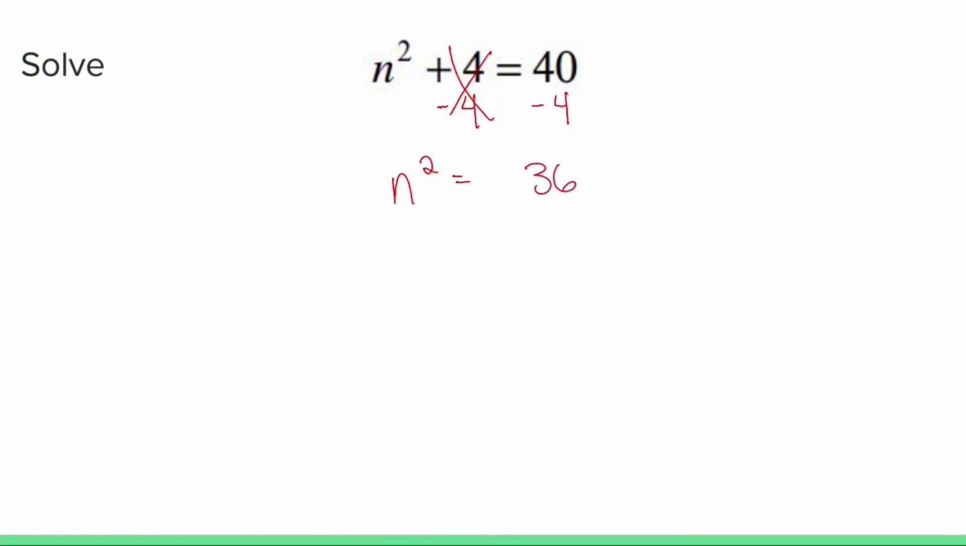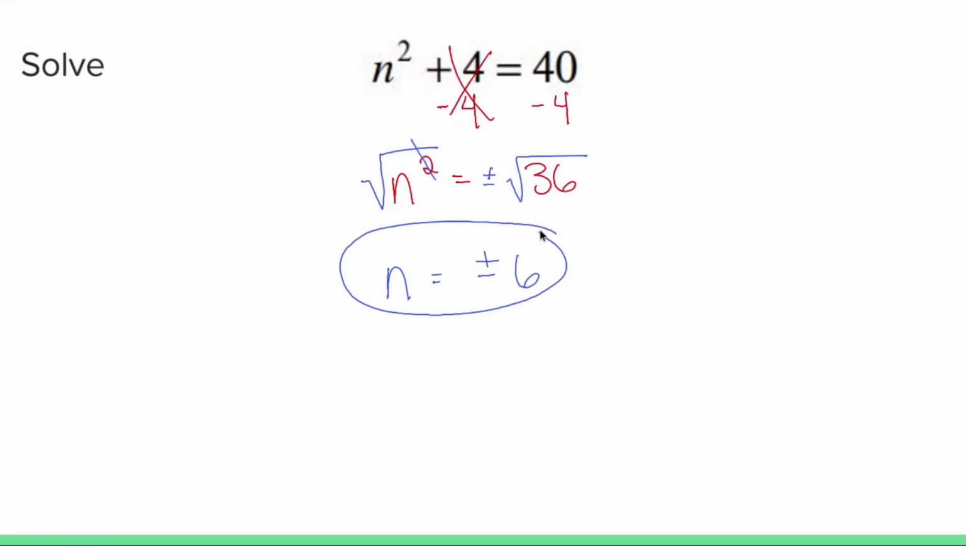Now, in order to get n all by itself, you have to undo a square. The way you undo a square is you square root both sides. Now, this is extremely important. What that does is the square and the square root cancel each other out. Whenever you square root both sides to solve, you have to attach the positive or negative symbol. So my answer is not going to be 6. My answer is going to be positive or negative 6.